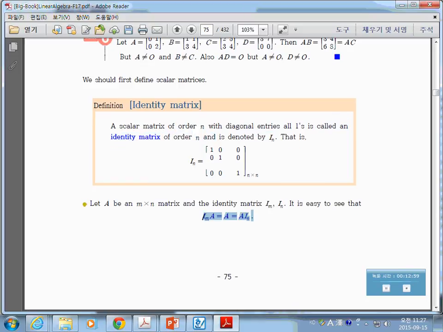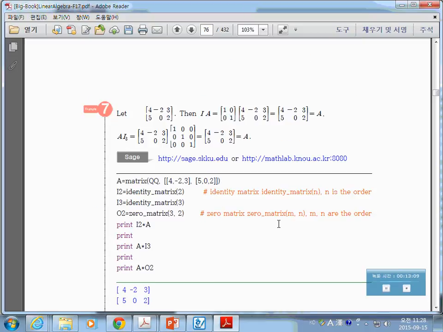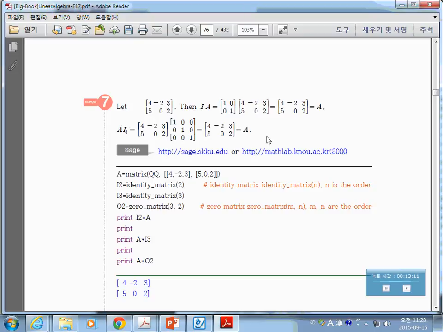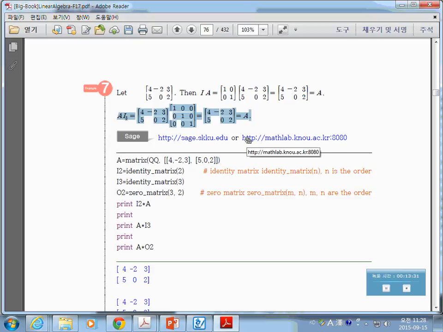And the identity matrix satisfies these properties. If you multiply any matrix by the identity matrix, it stays the same, so it does not make any changes. Suppose A is this, then IA is the same as A, and A I3 is equal to A. Here, we multiplied the 2 by 2 identity matrix on the left, and we should have a 3 by 3 matrix on the right to have a matrix product, so we have a suitable size of the matrix to multiply on the left and right side.